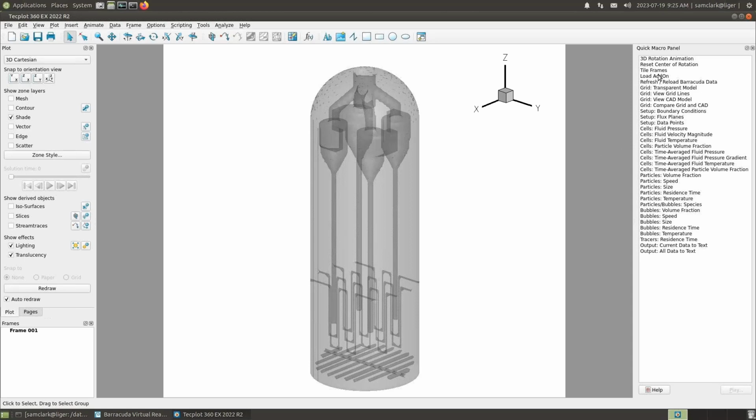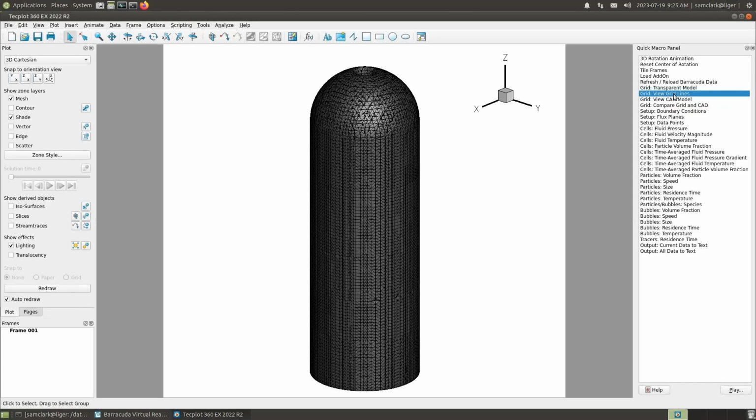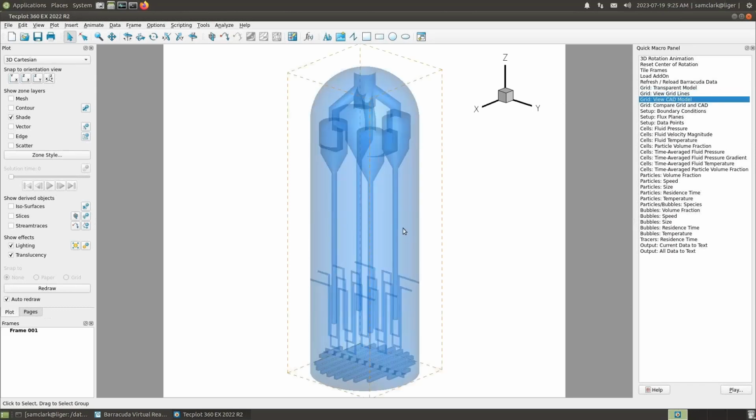We've defined a lot of quick macros to look at different aspects of the model. So while we're looking at our grid, we can look at a transparent view. We can double click some of these. We can see the grid lines themselves. We can see the original CAD model in STL format, just a lot of convenient macros that help people work efficiently.